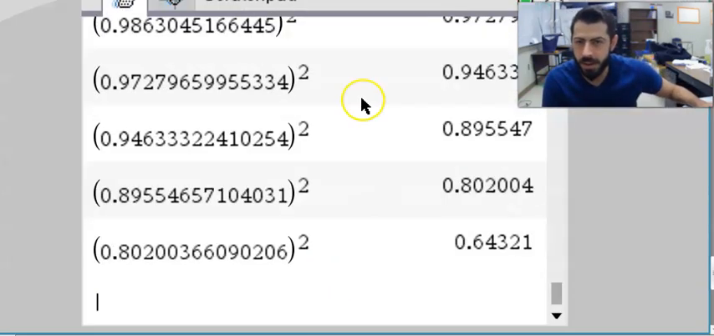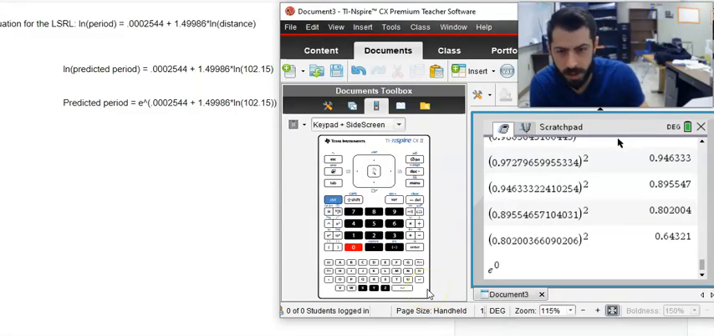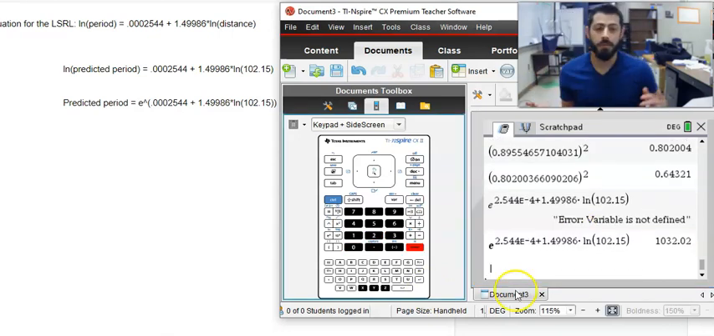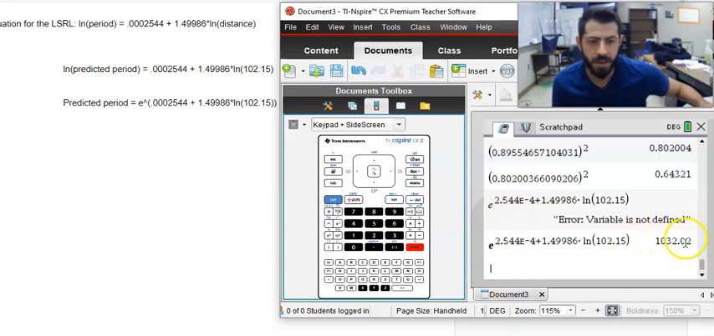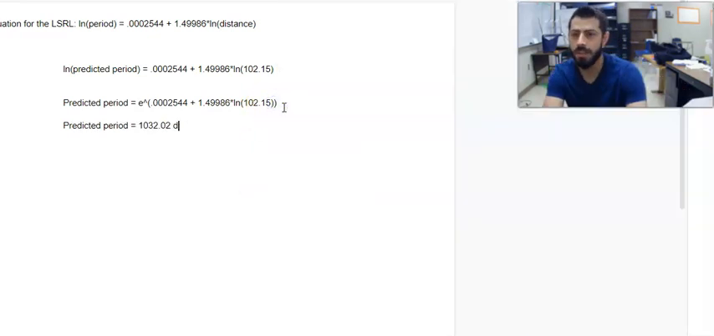So we get our calculator up. That's very large. It's e to the power of 0.0002... and there we go. So it looks like it'll take 1,032 years, or 1,032.02. Is it days? Years. It's years.